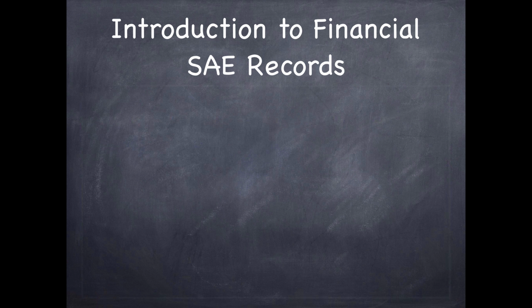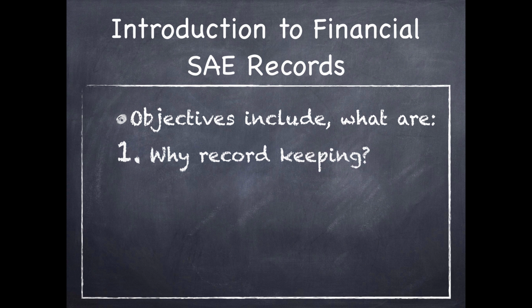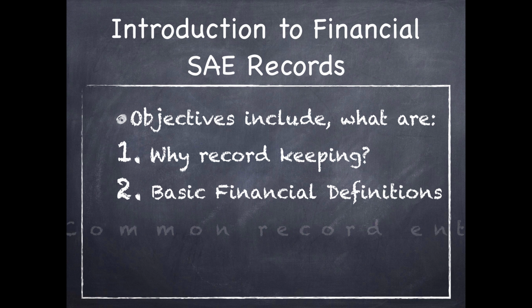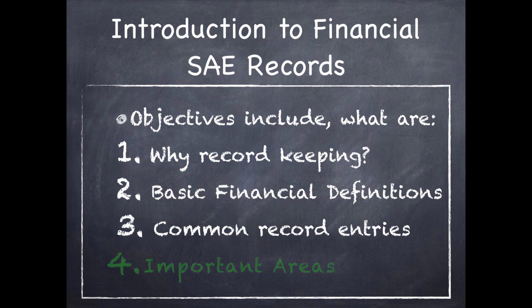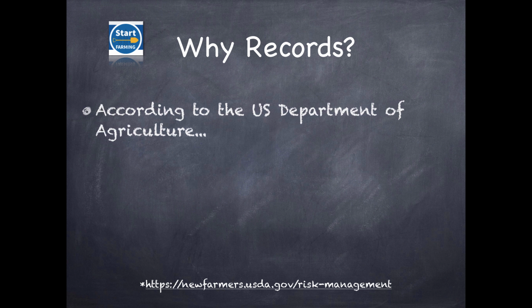All right, so our objectives are, as I mentioned, why keep records, why is it important, basic financial definitions, and common record book entries. Also, the important terms I have for you are identified in green letters. Now, first of all, why keep records?